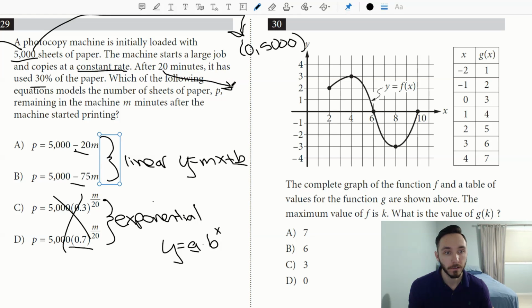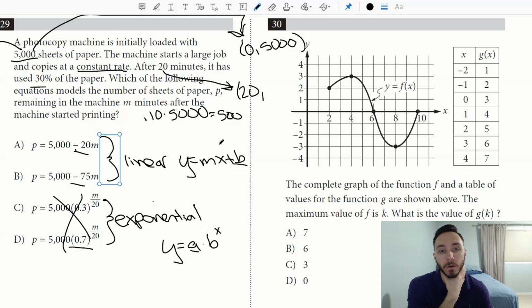After 20 minutes, we lose 30%. So we have to think, what is 30% of 5,000? I know that 10% of 5,000 is just 500. So that times 3 is 1,500. That's how much I've lost from the initial 5,000. So I'm at 5,000 minus 1,500, which is 3,500 sheets of paper at 20 minutes.